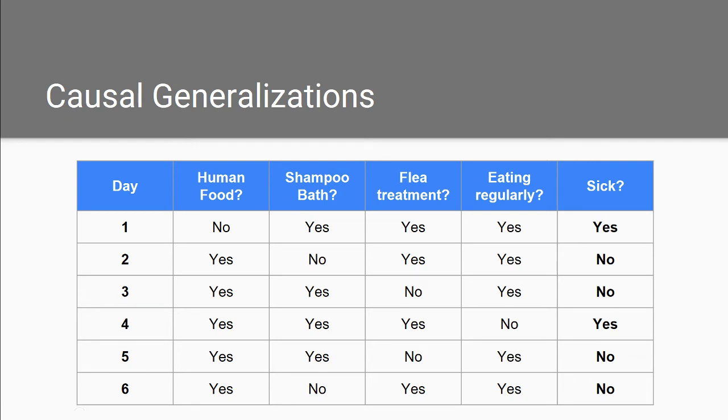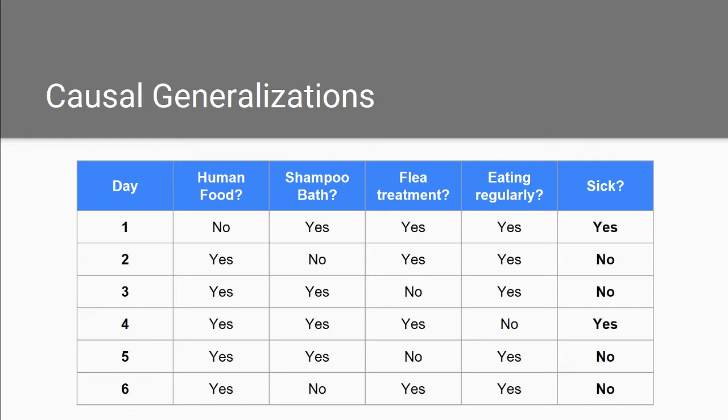Okay, so we're observing your dog getting sick. Here's the log. On day 1, the dog didn't eat human food, had the shampoo bath followed by the flea treatment. We saw the dog was eating regularly, and yet the dog got sick. Day 2, ate the human food, didn't have the shampoo bath, but still got the flea treatment. We saw the dog was eating regularly, but the dog didn't get sick. Day 3, human food, yes. Shampoo bath, but this time no flea treatment. Was eating regularly, still didn't get sick.